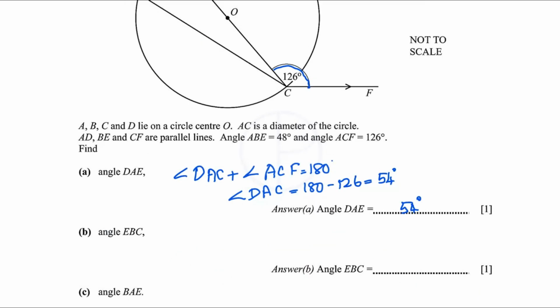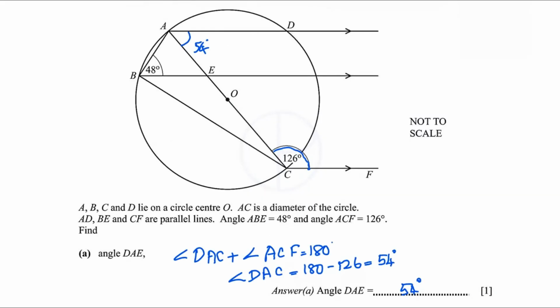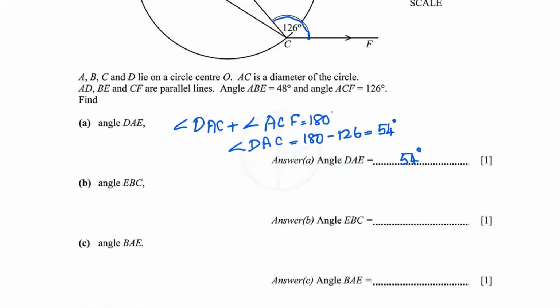Next, find angle EBC. So we need to find this part. Okay. And we know angle in a semicircle is 90 degrees. So this angle is 90. Angle at B is 90. So then angle EBC is nothing but 90 minus 48, which is 42.